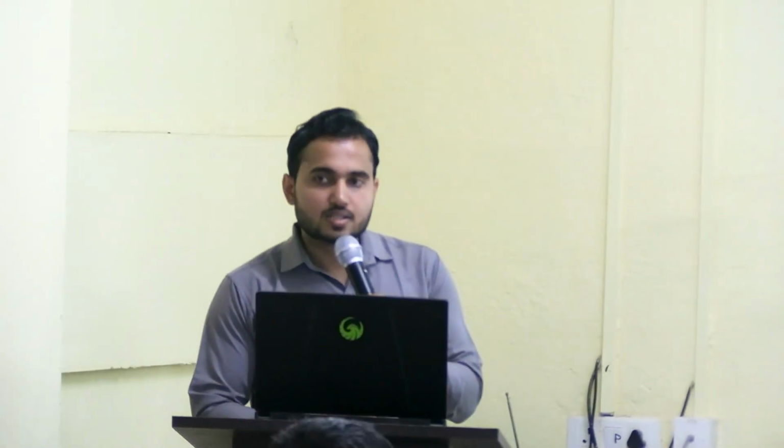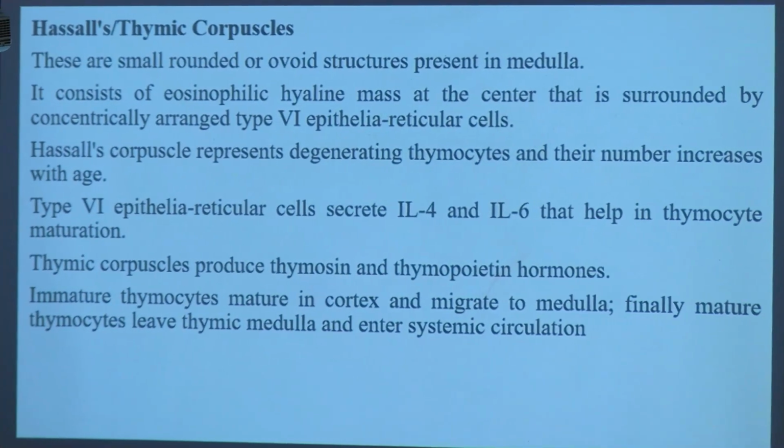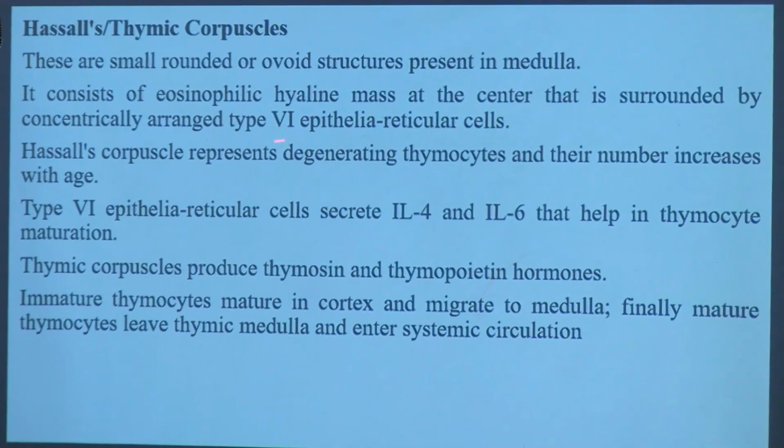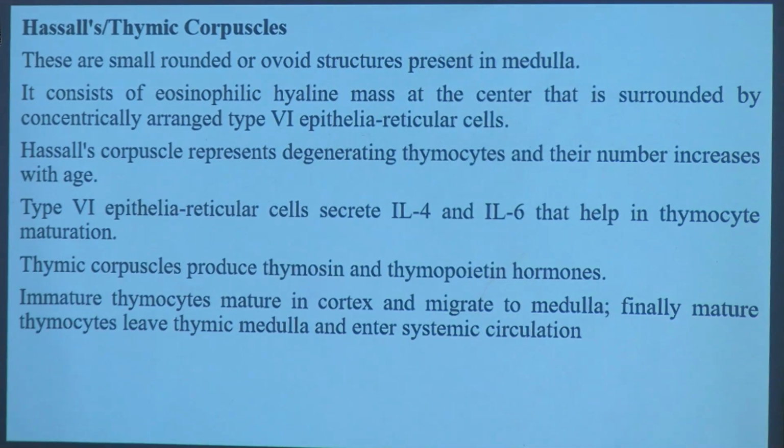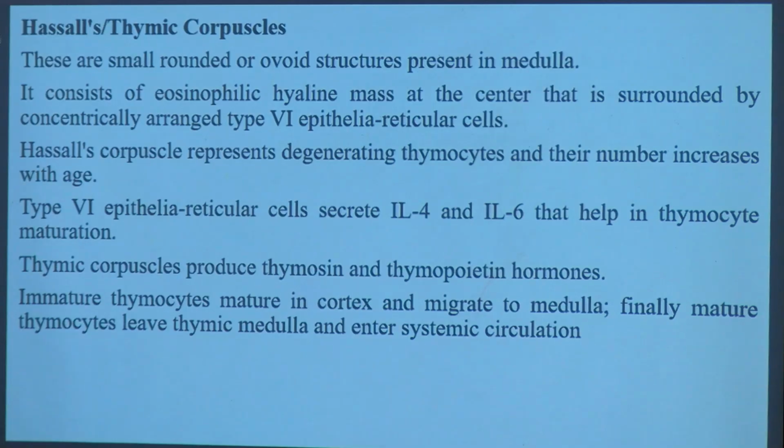Now, what is this Hassall's corpuscle? These are rounded ovoid structures present in the medulla, with an eosinophilic hyaline mass at the center, surrounded by type 6 epithelio-reticular cells, which are concentrically arranged. That is the structure of Hassall's corpuscles. Please keep that in mind. Hassall's corpuscles represent the degenerating thymocytes, and their number increases with age. So the thymocytes degenerate, then they form this structure, Hassall's corpuscle. The more Hassall's corpuscles, that means the age is also more in case of thymus.